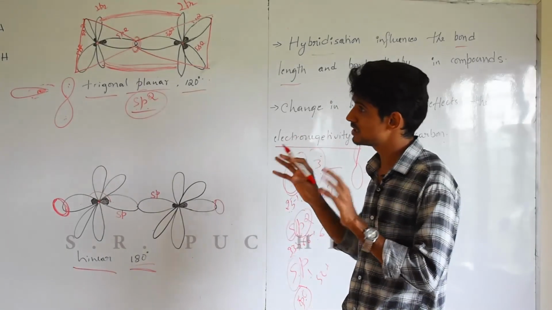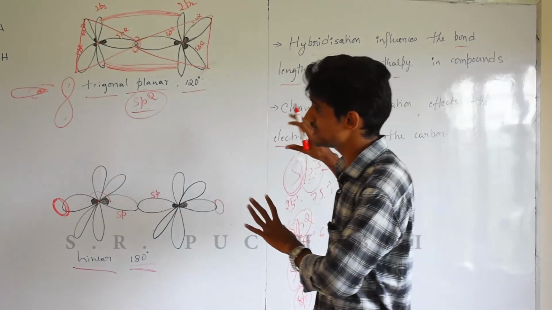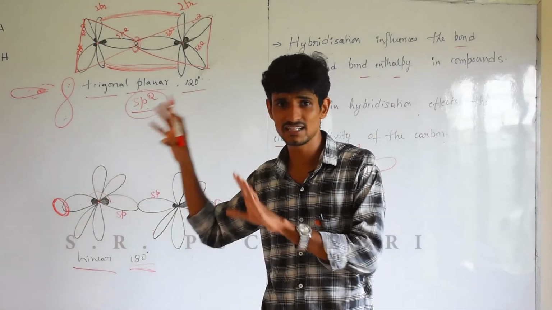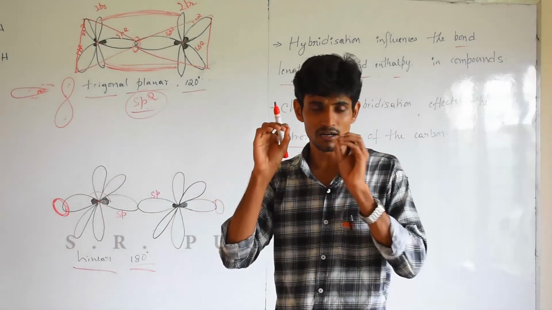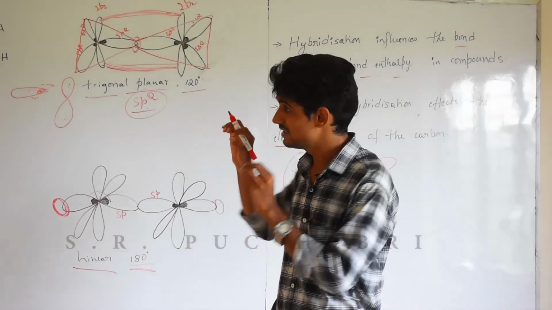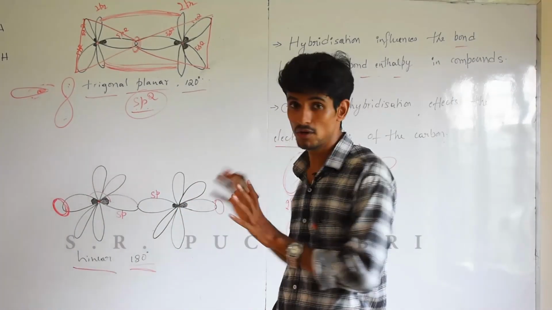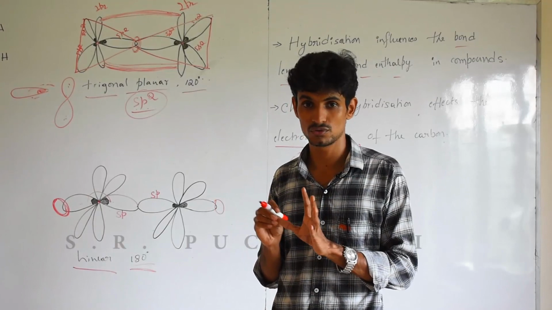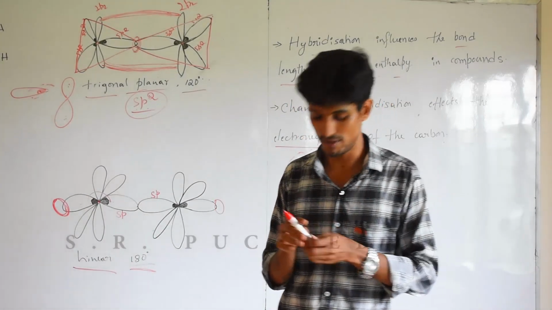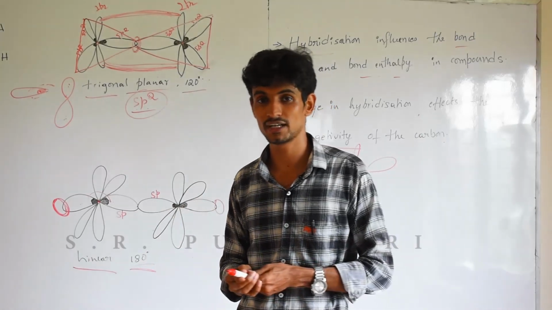So this is about the shape of compounds. If you don't understand what sp2, sp3 and sp are, don't worry about that, because you are going to learn these things in a separate chapter. Here our main focus is to study the shape of the carbon compounds. I hope you have understood the concept, and if you have any doubts you can contact me. Thank you.